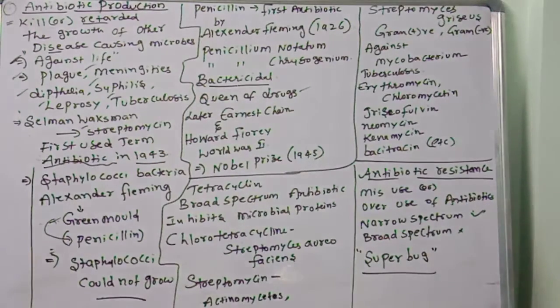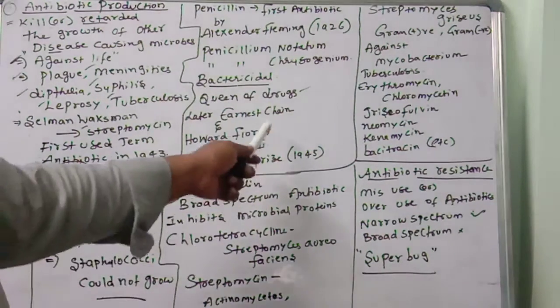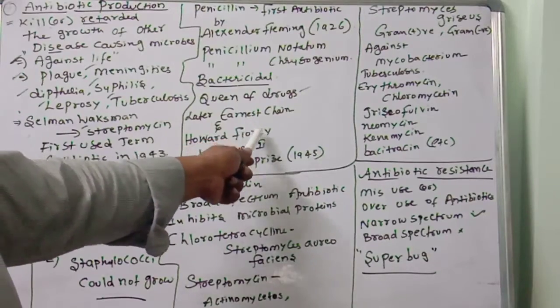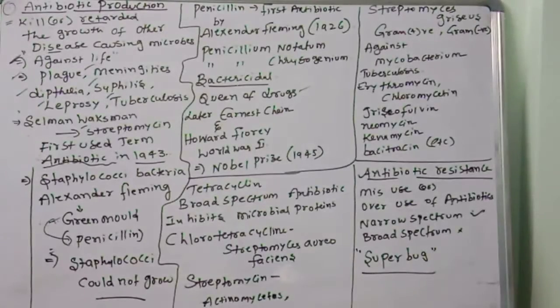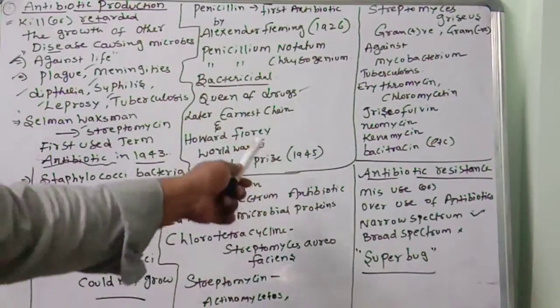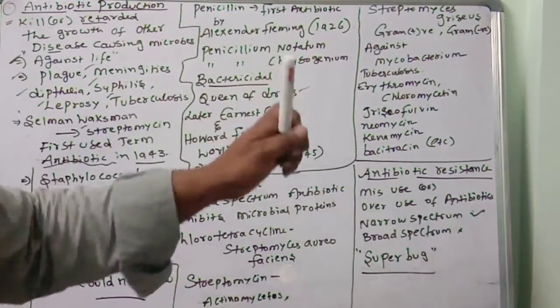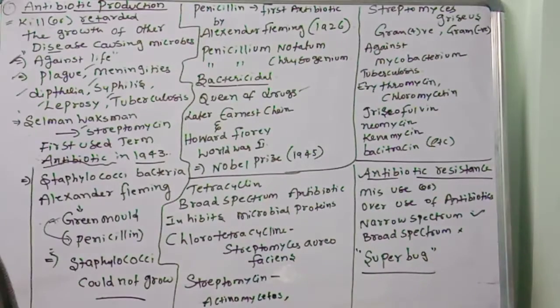Later, Ernest Chain and Howard Florey developed this penicillin. Alexander Fleming discovered it, but later who developed the penicillin injection? Two great scientists, Ernest Chain and Florey. They developed the penicillin, which was used to treat soldiers who got wounds in World War II. Later, Fleming, Chain, and Florey got the Nobel Prize in 1945.